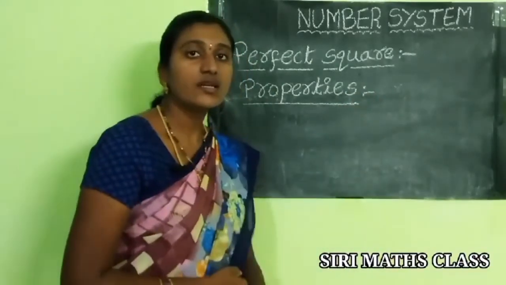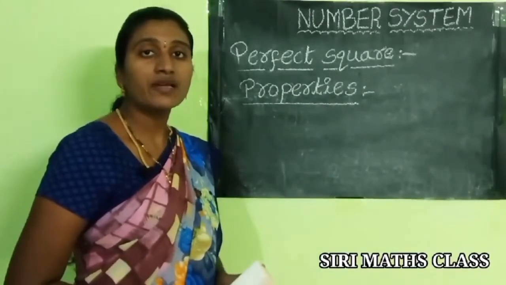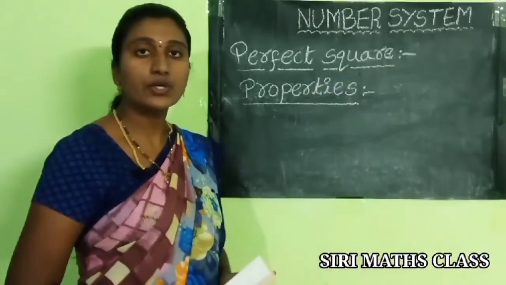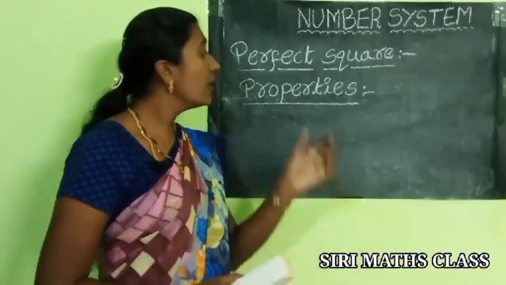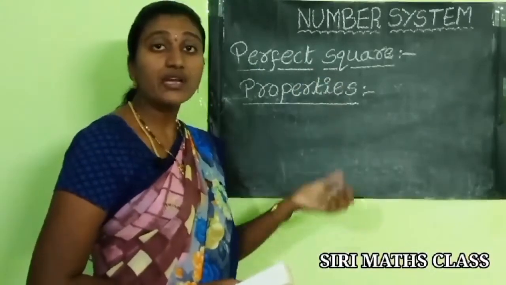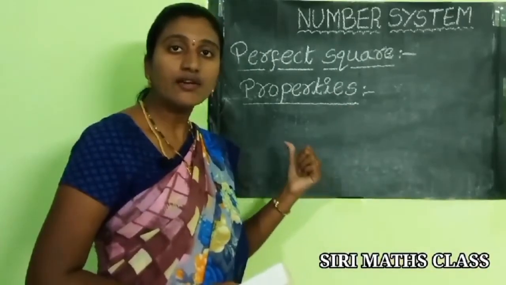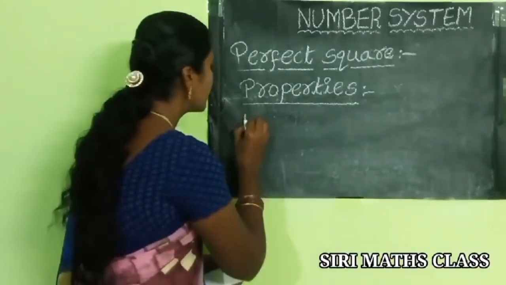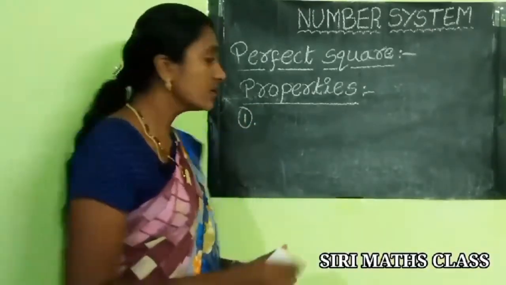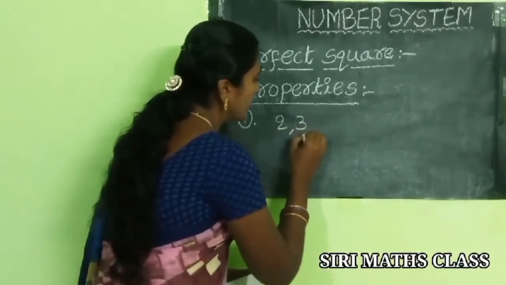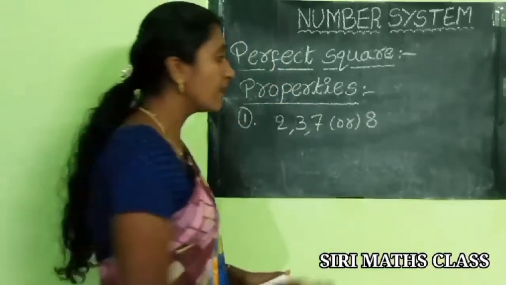Now we can learn the properties of a perfect square. Already we know a perfect square is any natural number to the power 2. Some properties help to identify which number is a perfect square and which is not. Here some conditions are there. Now we learn the properties. What is the first property? A number ending with 2, 3, 7 or 8 is not a perfect square.